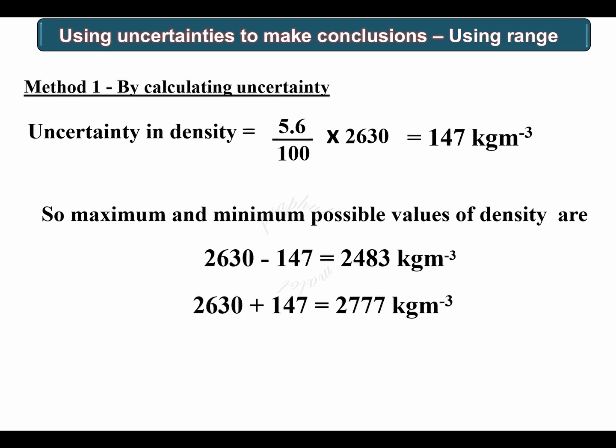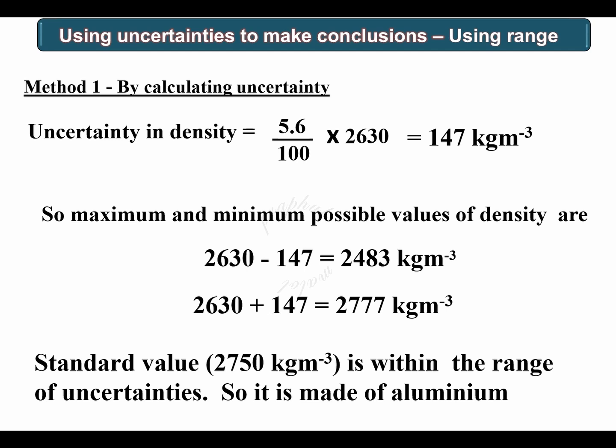The actual value 2750 is well inside the range of uncertainties. So if the actual value comes anywhere in between the maximum and minimum possible values of the student's answer, then the student is correct. The student here has got aluminum.